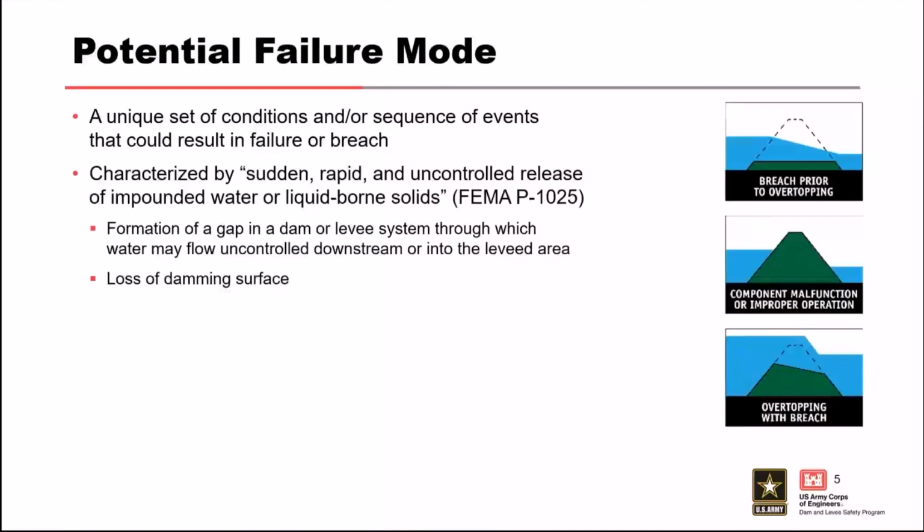A potential failure mode is a unique set of conditions and/or sequence of events that could result in failure or breach of a dam or levee embankment. Failure in the dam and levee safety programs is characterized by the sudden, rapid, and uncontrolled release of impounded water as defined in FEMA 148, and FEMA P1025 expanded the definition of failure to include the words liquid-borne solids, such as mine tailings and dredge spoils.